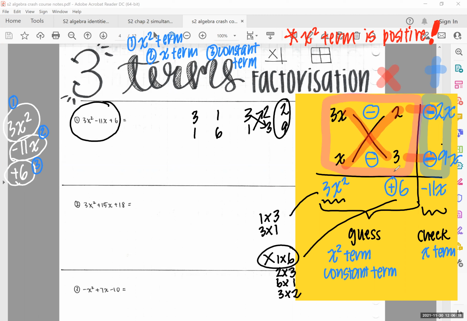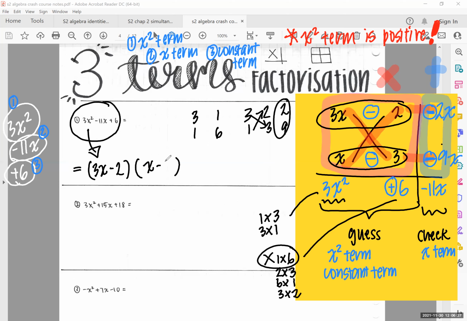So at the end of the day, how do I do it? Can you see this one here? It's actually equal to bracket, bracket. Can you see there's no sign in the middle? Can you see this answer here? Copy, paste. Can you see this one here? Copy, paste. The end. And that's all for your 3-term factorization.